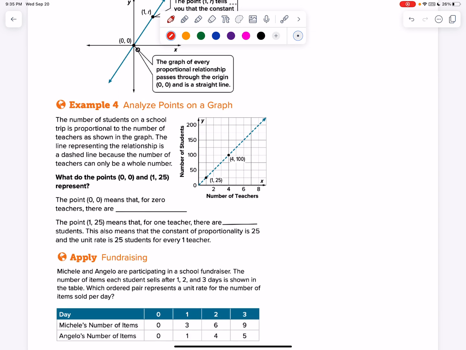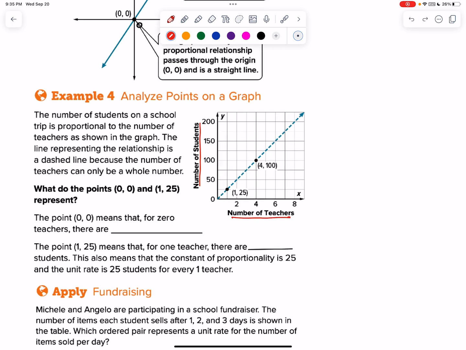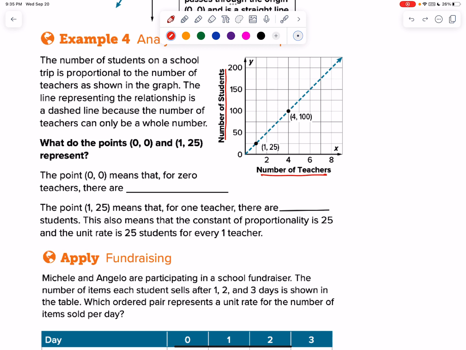Okay, so example number 4 says we're looking at the number of teachers compared to the number of students. If this is proportional, then it goes through ordered pair 0, 0, which we see, and it's a straight line. So we know we have a proportional relationship. Let's go ahead and interpret this. So it says right here, the 0, 0 means that for 0 teachers, there are how many students? Yep, that's right, 0 students. So just understanding that relationship is important.